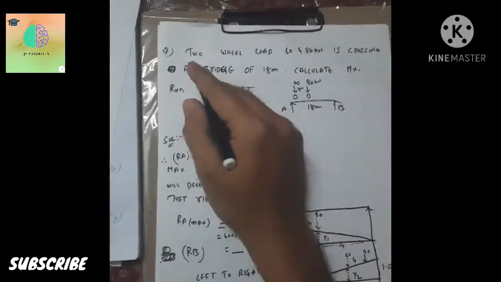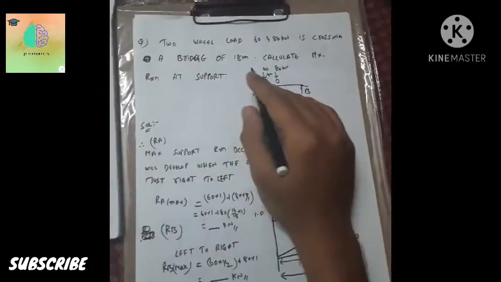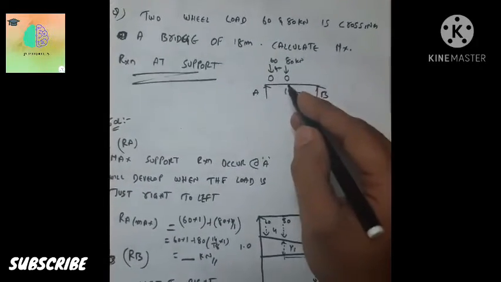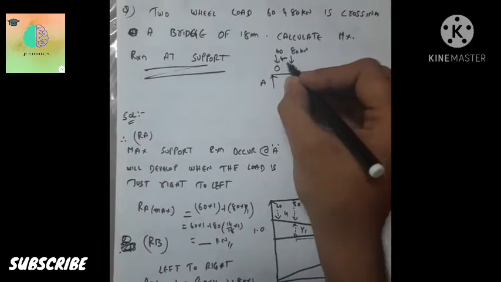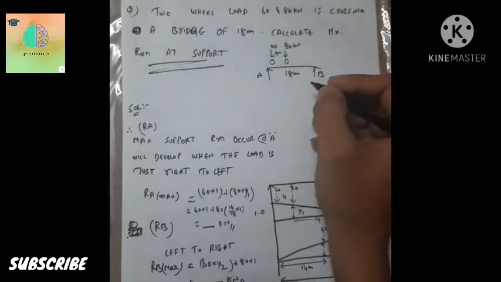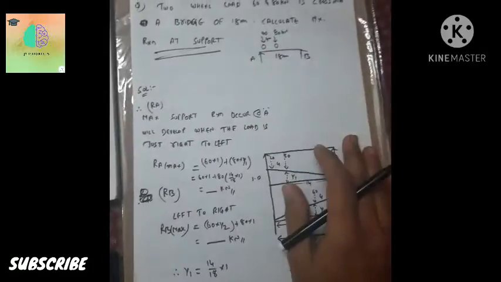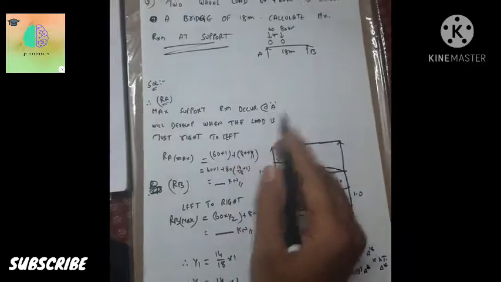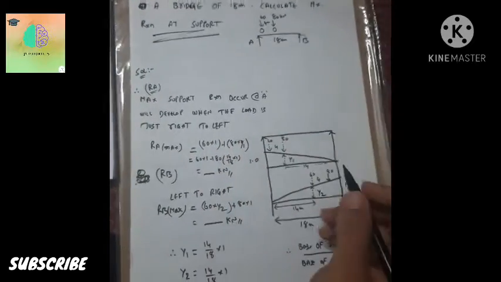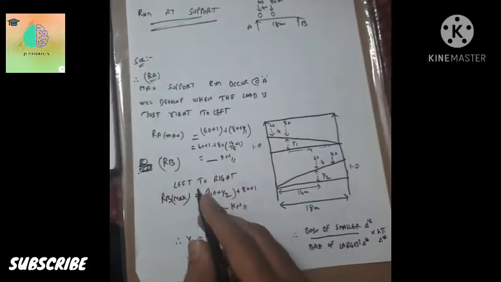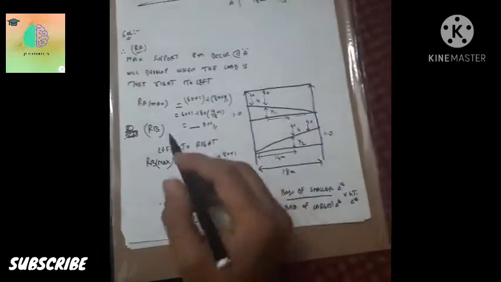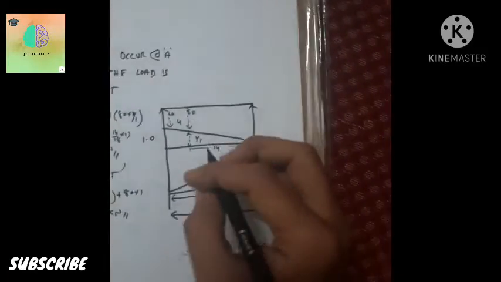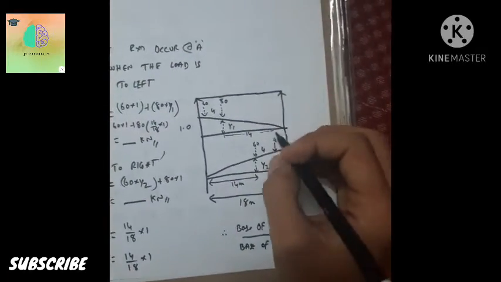Question given: two wheel loads 60 and 80 kN are crossing a bridge of 18 meter. Calculate the maximum reaction at support. It is 60 kN, 80 kN with a distance of 4 meter. Overall distance 18 meter. Solution: same procedure for the calculation of RA. Maximum support reaction at A will develop when the load is just right to the left, that is RA max. Then for RB, same maximum support reaction, but the load is just left to the right, for the RB max. So for the calculation, we have to draw a diagram of the ILD of reaction.